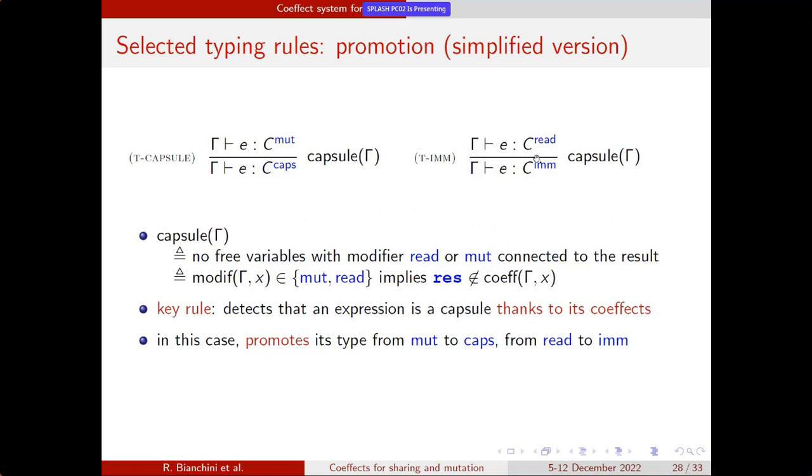And in the same way, if you have an expression that returns a read and is not connected to anything dangerous in the scope, and the result is not connected to anything dangerous in the scope, then you can promote it to im. That is, capsule of gamma means that there are no free variables with modifier read or mut connected to the result.